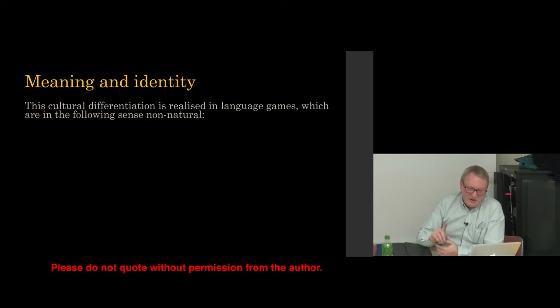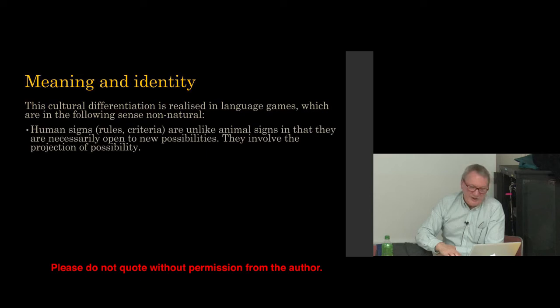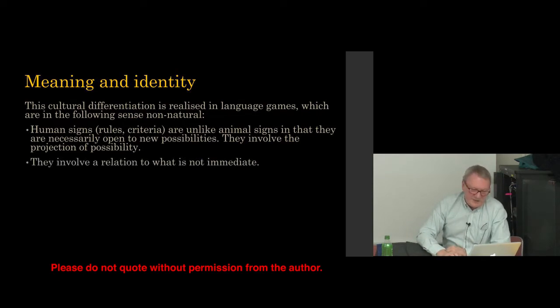And these language games are in the following sense non-natural. The animal's life, the lion's life is natural, but ours are only partly natural. Human signs, which of course depend upon rules and criteria. By signs I mean words, but also high five or stop or whatever this might mean. They're unlike animal signs in that they're necessarily open to new possibilities. They involve the projection of possibility. We saw that in relation to 2468, John Coltrane and so on. They're open to new possibilities. And they involve a relation to what is not immediate.